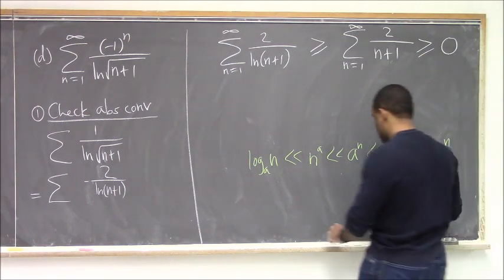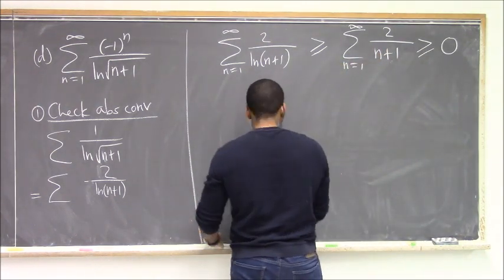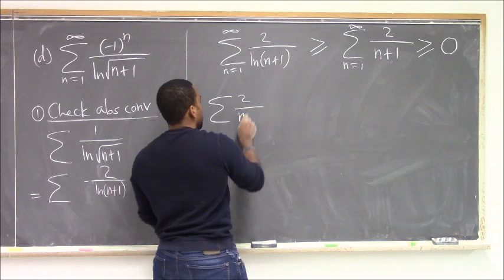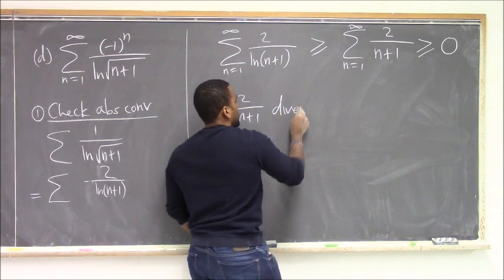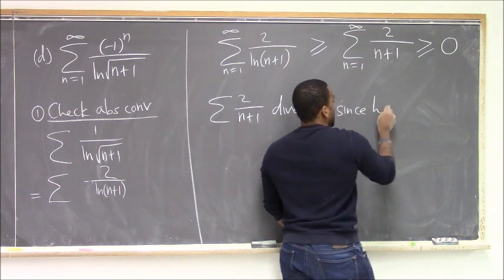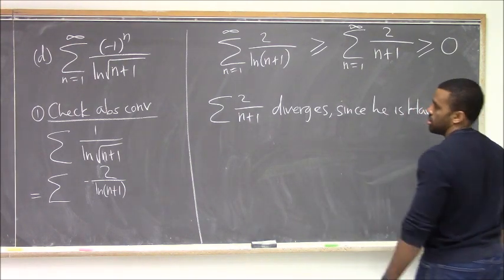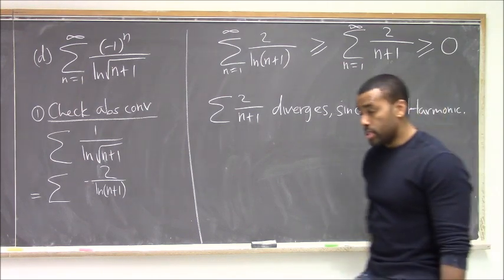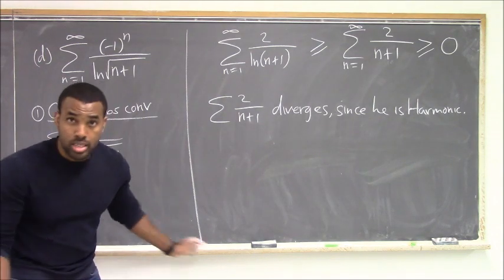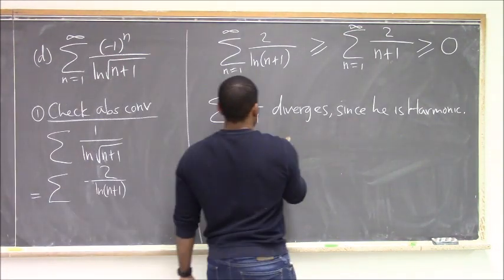And so we can actually use the comparison theorem here, because that guy should be clear to you actually diverges. This guy diverges since it is harmonic. Now, I know technically the harmonic series doesn't have an n plus 1 in the denominator, but there are a couple of ways you can see that this is pretty much exactly like a harmonic series.